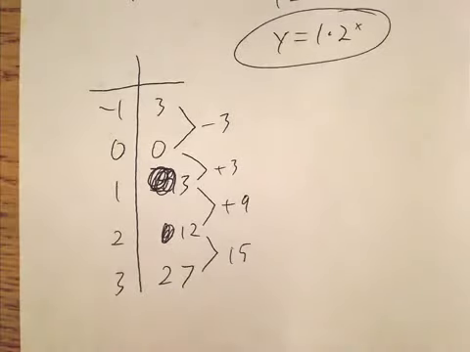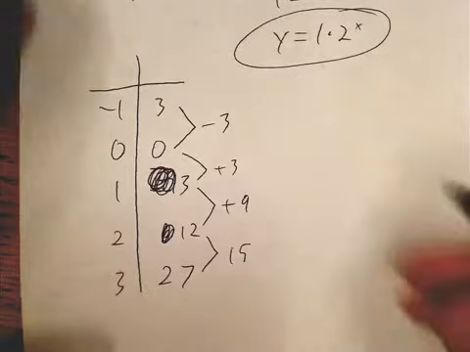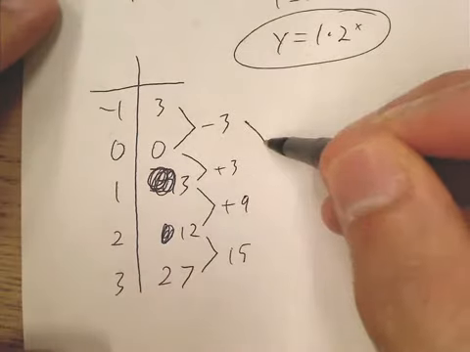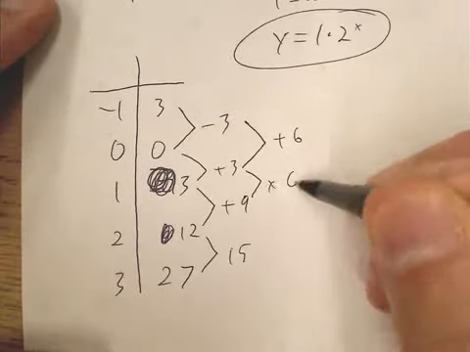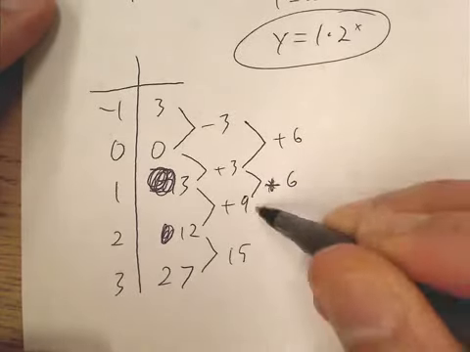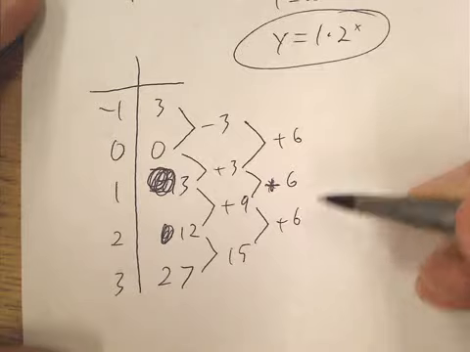Now, you might be thinking, well, there's no pattern there. Okay, it's not the same and it changes. But the way it changes is at a particular rate. If you go from -3 to 3, that goes up 6. And if you go from 3 to 9, that goes up 6. If you go from 9 to 15, that goes up 6.